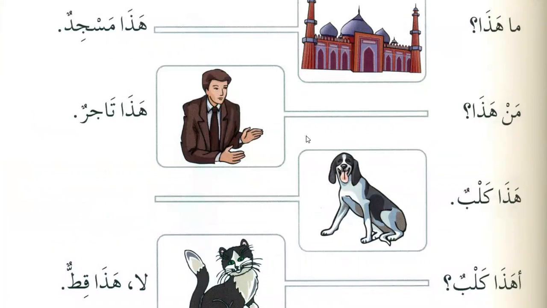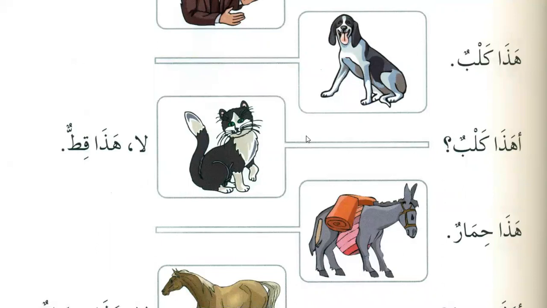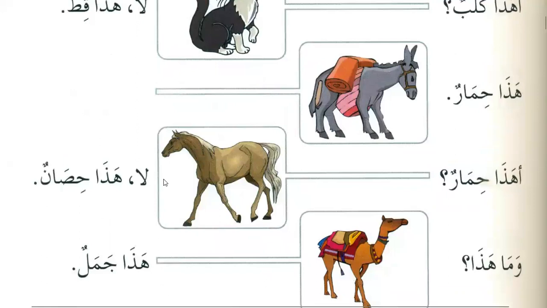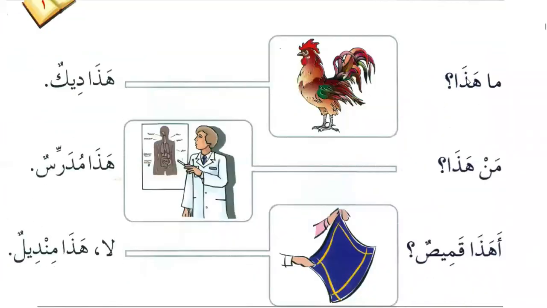تاجر. تاجر. Okay. هذا كلب؟ لا هذا قط. هذا كلب؟ No. هذا كلب؟ لا هذا قط. ما هذا؟ هذا حمار؟ لا هذا حصان. وما هذا؟ هذا جمل. Correct. ما هذا؟ هذا ديك. Correct. من هذا؟ هذا مدرس.